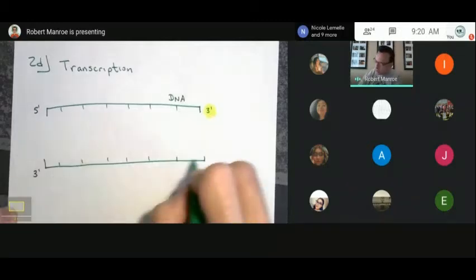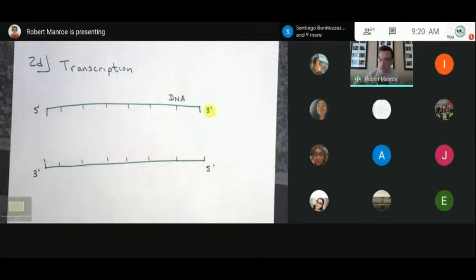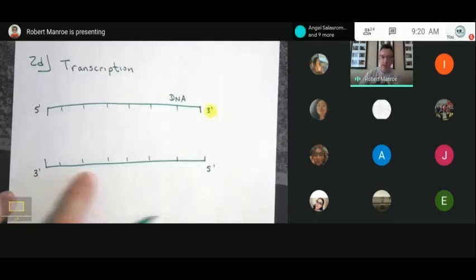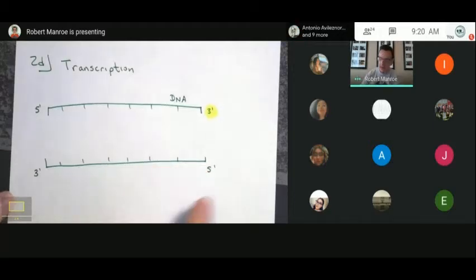DNA is always read in a 3' to 5' direction. It has to do with the way the sugars point, okay? The enzymes, whether it's RNA polymerase, whether it's DNA polymerase, whether it's RNA primase, whether it's the gyrase, whether it's helicase, whether they're transcription factors, they all read DNA 3' to 5', always, okay?